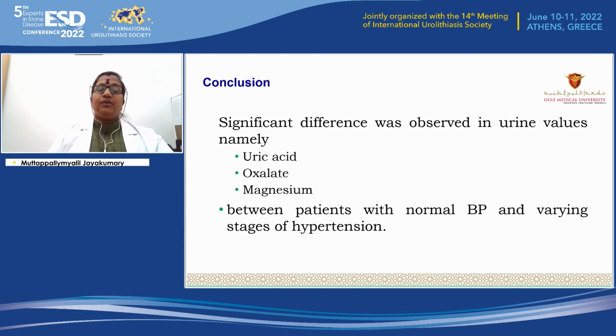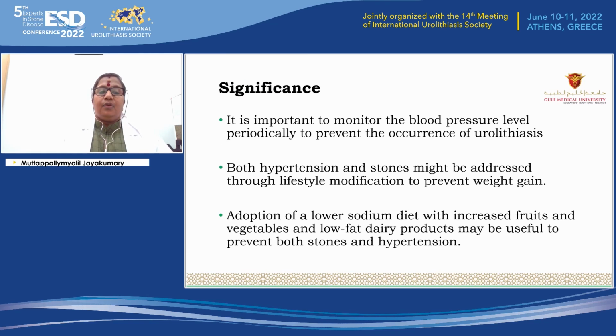To conclude, a significant difference was observed in urine values, namely uric acid, oxalate and magnesium, between patients with normal blood pressure and varying stages of hypertension. The significance of this paper is that it is important to monitor the blood pressure level periodically to prevent the occurrence of urolithiasis. Both hypertension and stones might be addressed through lifestyle modification to prevent weight gain, which can be an attributor. Adoption of a lower sodium diet with increased fruits and vegetables and low fat dairy products may be useful to prevent both stones and hypertension.